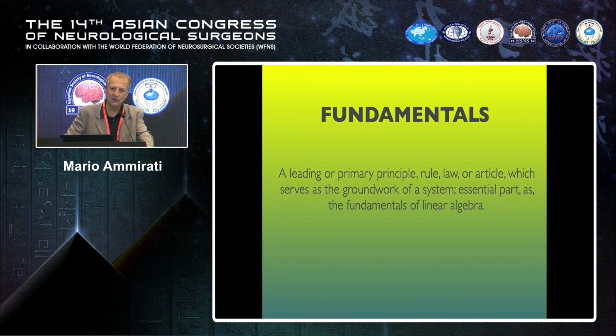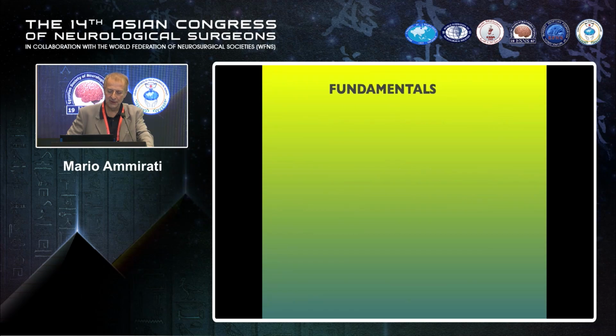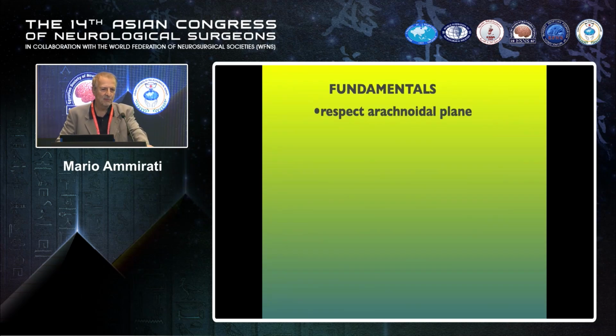Now, what are the microsurgical fundamentals that are important in approaching craniovertebral junction tumors and in general skull-based tumors? The first thing is that you need to respect the arachnoidal plane, because these tumors are usually benign, and they always have an arachnoidal plane that separates them from the subarachnoid space where the vessels and the nerves are situated. So if you respect the arachnoidal plane, just like you do when you do a vestibular schwannoma, then you are in good shape.